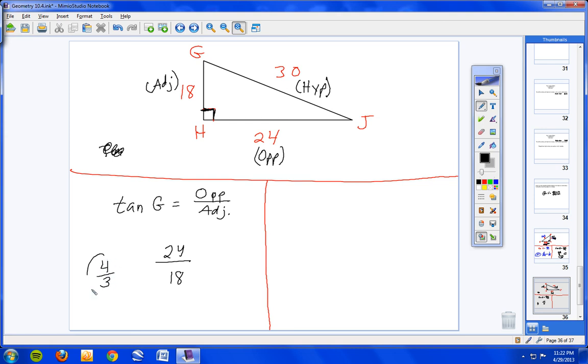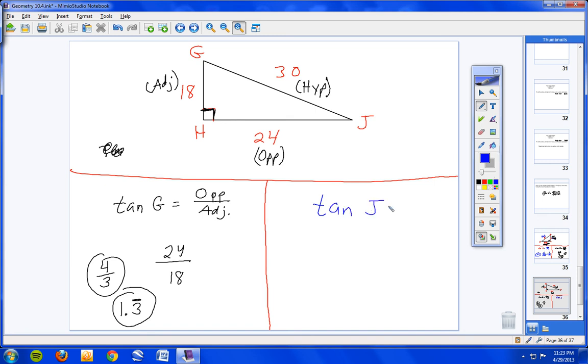I would accept that answer. Or if you want to put 1.3 repeating, type in 4 divided by 3. You get that. It's totally fine. All right, let's move on. Practice, practice, practice. What if I asked you to find the tangent of J?